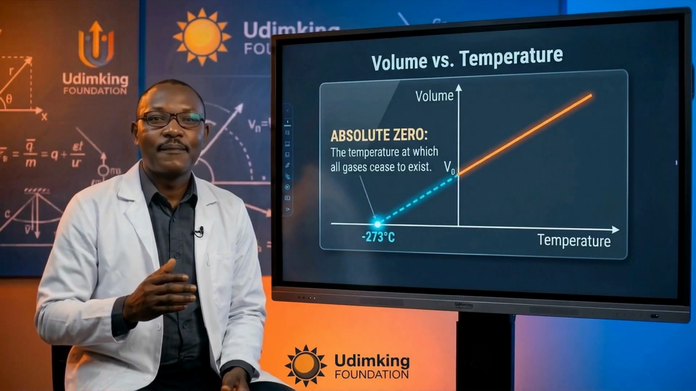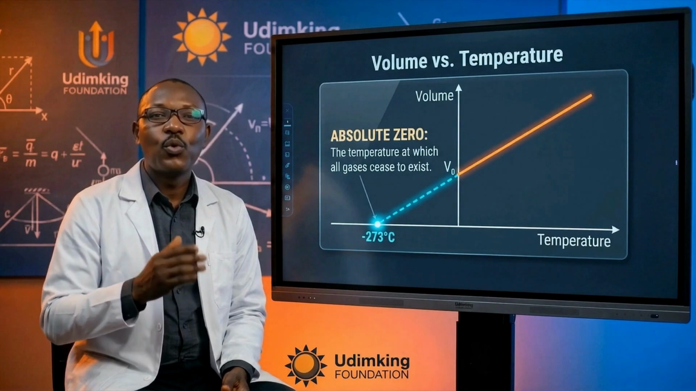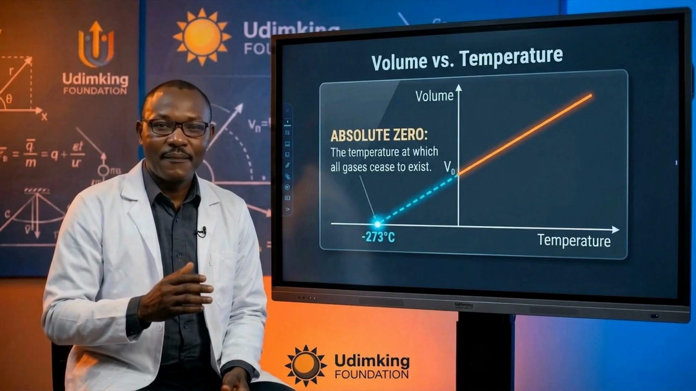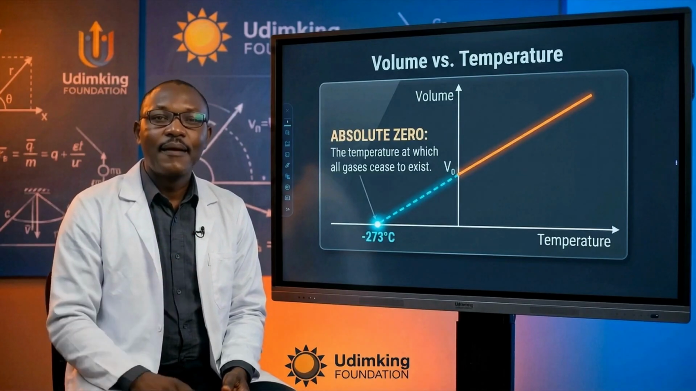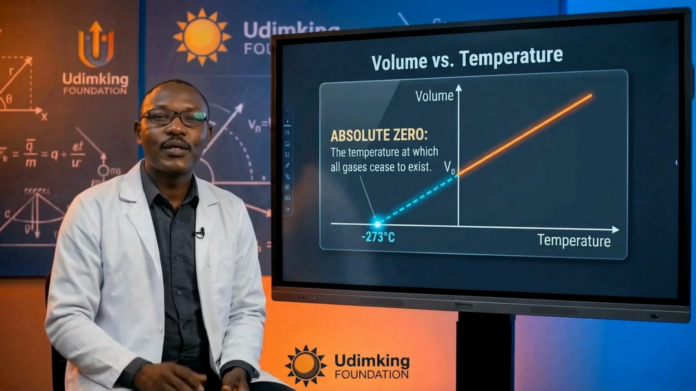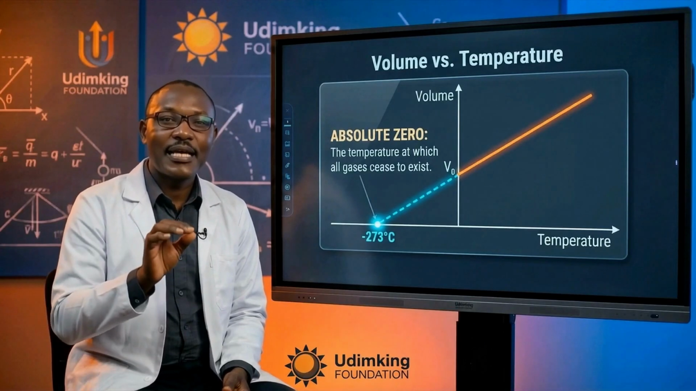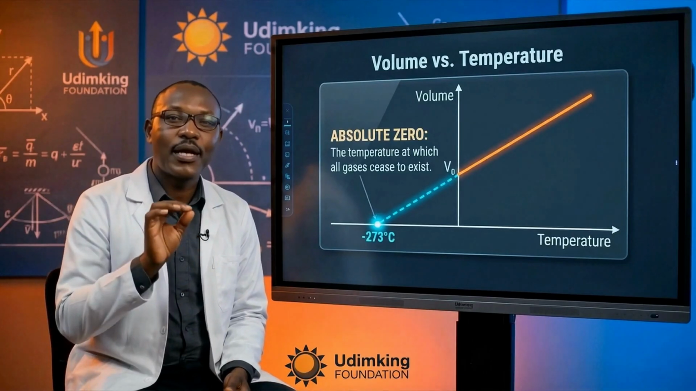What would happen if, instead of heating the gas, we began to cool it down far below freezing? Watch the graph carefully. If we take our beautiful straight line and extrapolate it, drawing a dashed path backward, down, down, through the freezing point, and deep into the sub-zero negatives, something extraordinary happens.